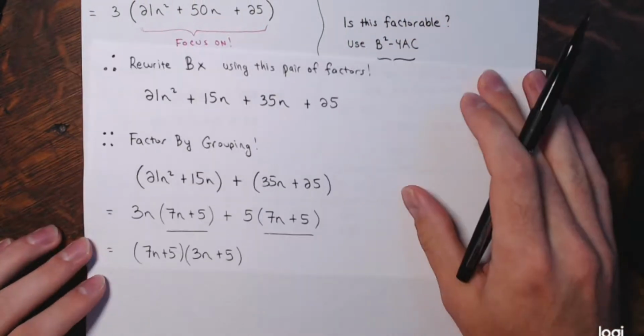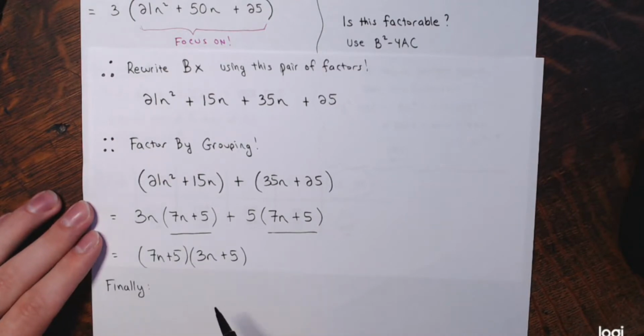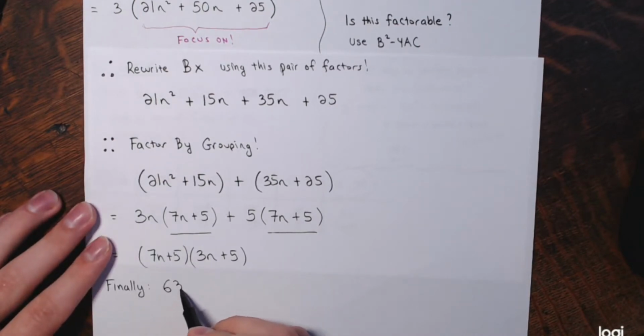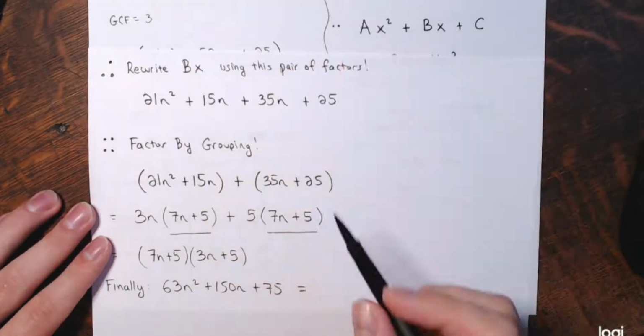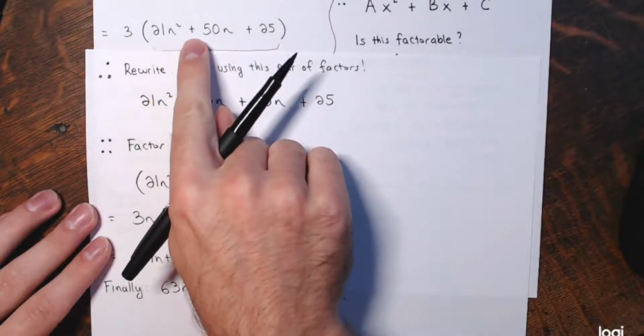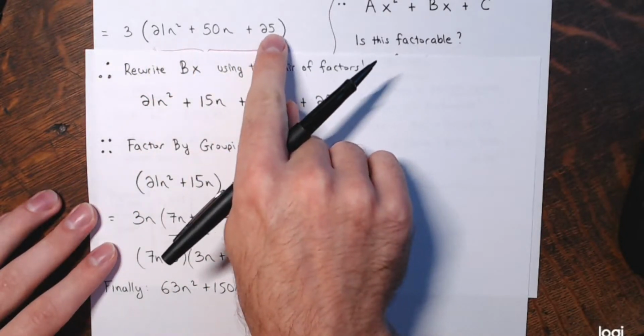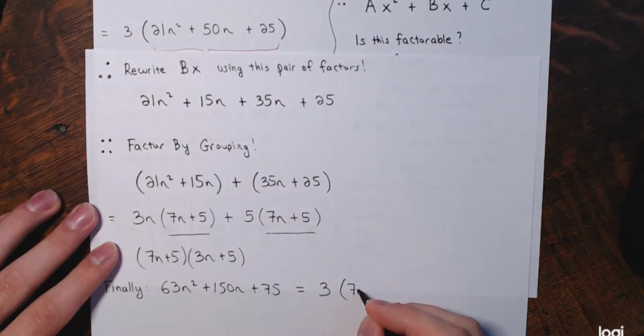So now finally, we can write our final product. We started off with 63n squared plus 150n plus 75. I factored out 3 first. Remember, the greatest common factor was 3. So I had 3 times the 21n squared plus 50n plus 25. This factored even further to 7n plus 5 times 3n plus 5.